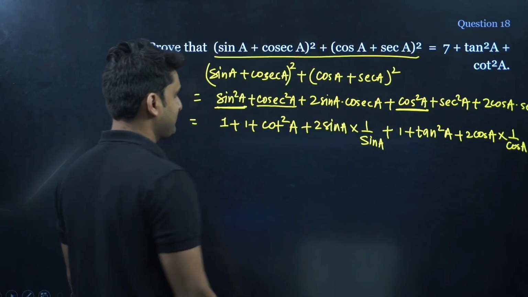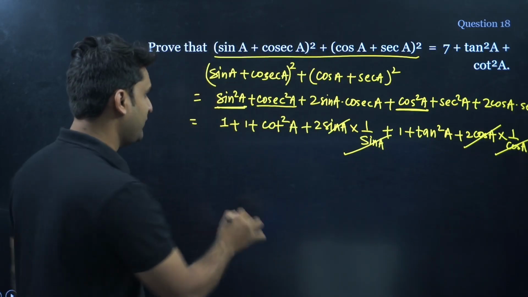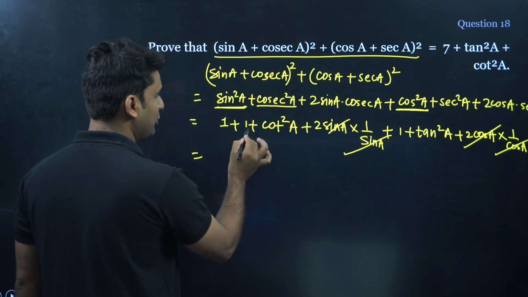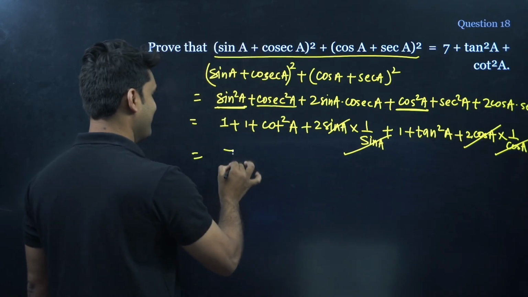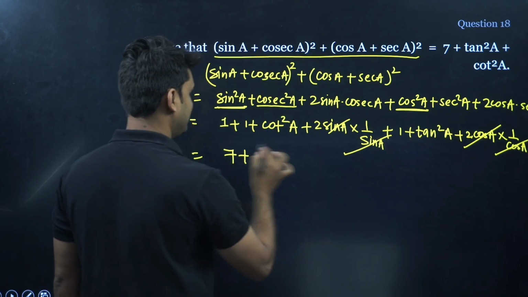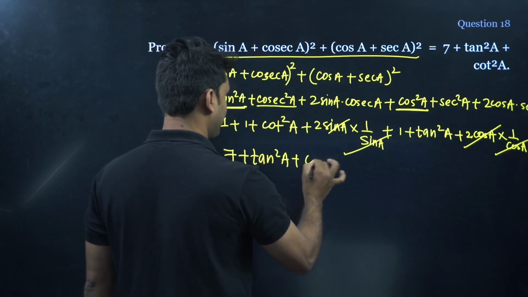Clear? So my dear, cos cancelled, sin cancelled. So what do we have? 1 plus 1 is 2, plus 2 is 4, plus 1 is 5, plus 2 is 7. Wow! 7 plus tan square A plus cot square A, hence proved.